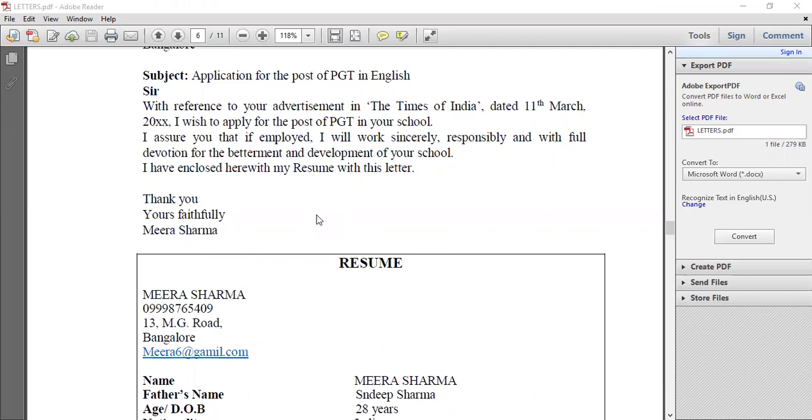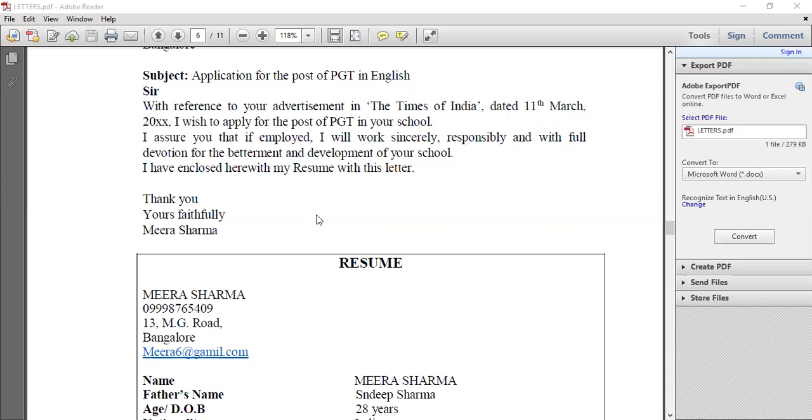Dear sir, with reference to your advertisement in the Times of India, dated 11 March 2020, I wish to apply for the post of PGT in your school. I assure you that if employed, I will work sincerely, responsibly, and with full devotion for the betterment and development of your school. I have enclosed my resume with this letter. It's a very short letter.